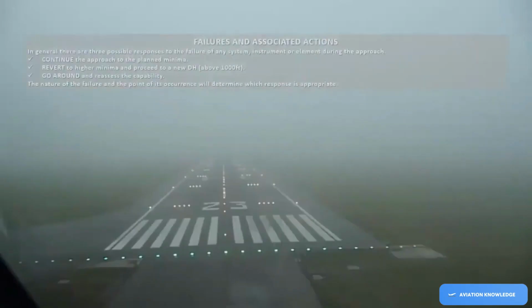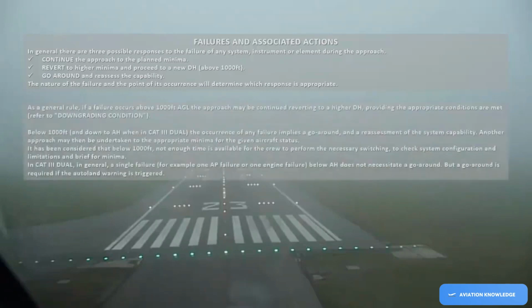Failures and associated actions. In general, there are three possible responses to the failure of any system, instrument or element during the approach. Continue the approach to the planned minima. Revert to higher minima and proceed to a new decision height, above 1,000 feet. Go around and reassess the capability. The nature of the failure and the point of its occurrence will determine which response is appropriate.